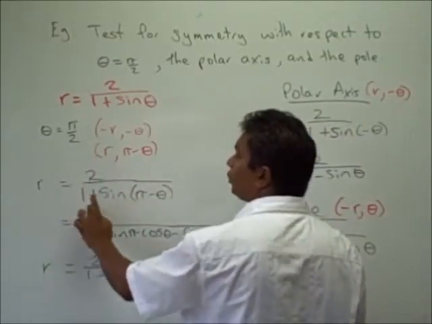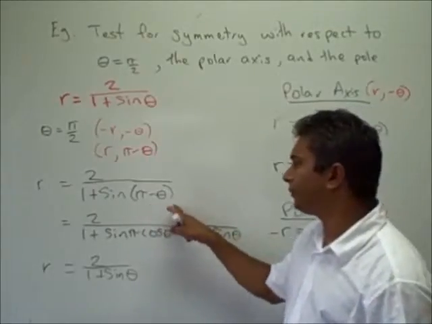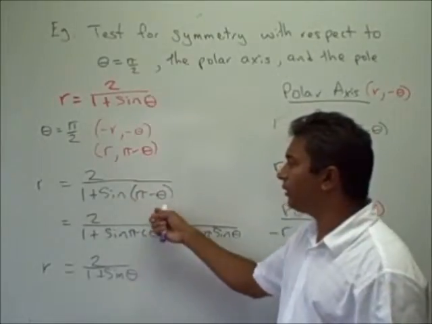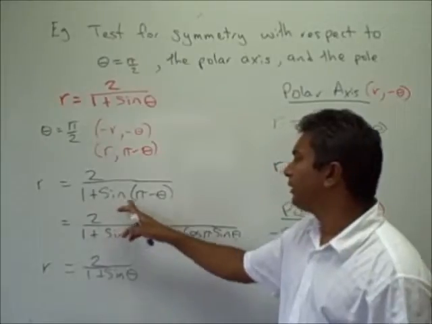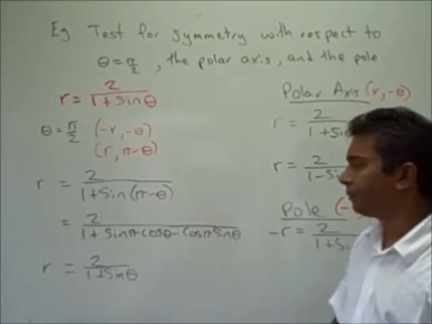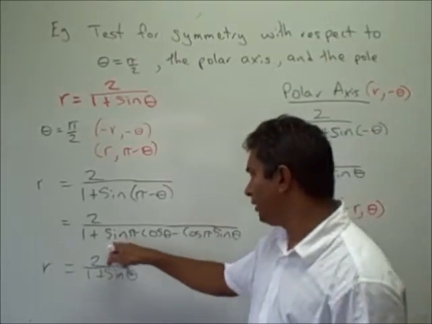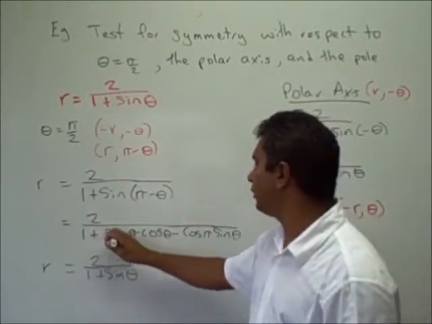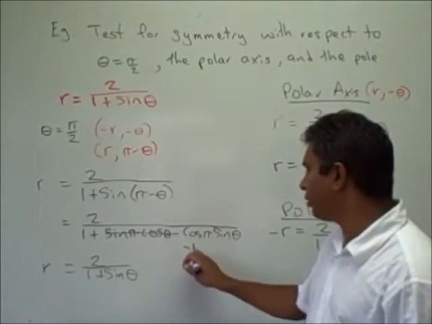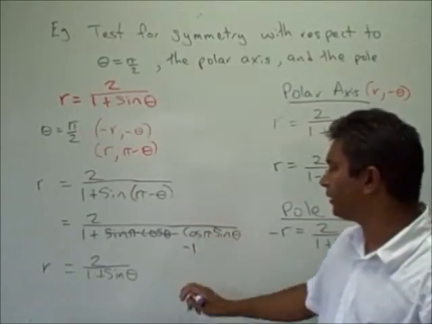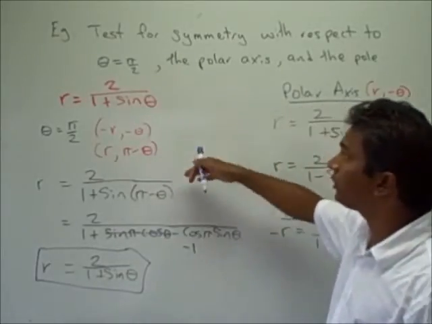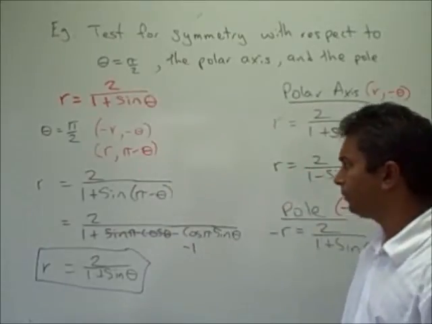So now we have r equals 2 over 1 plus sine of (pi minus theta). If we use our identity for the difference of angles and expand this, we get 2 over 1 plus sine pi cosine theta minus cosine pi times sine theta. We know that sine of pi is equal to 0, so 0 times cosine theta will eliminate this. We know that cosine of pi is negative 1, so the negative 1 will make this a plus 1, so plus 1 times sine theta is positive sine theta. Here we can see that this is equivalent to the original problem, so we know it's symmetrical around theta equals pi over 2.